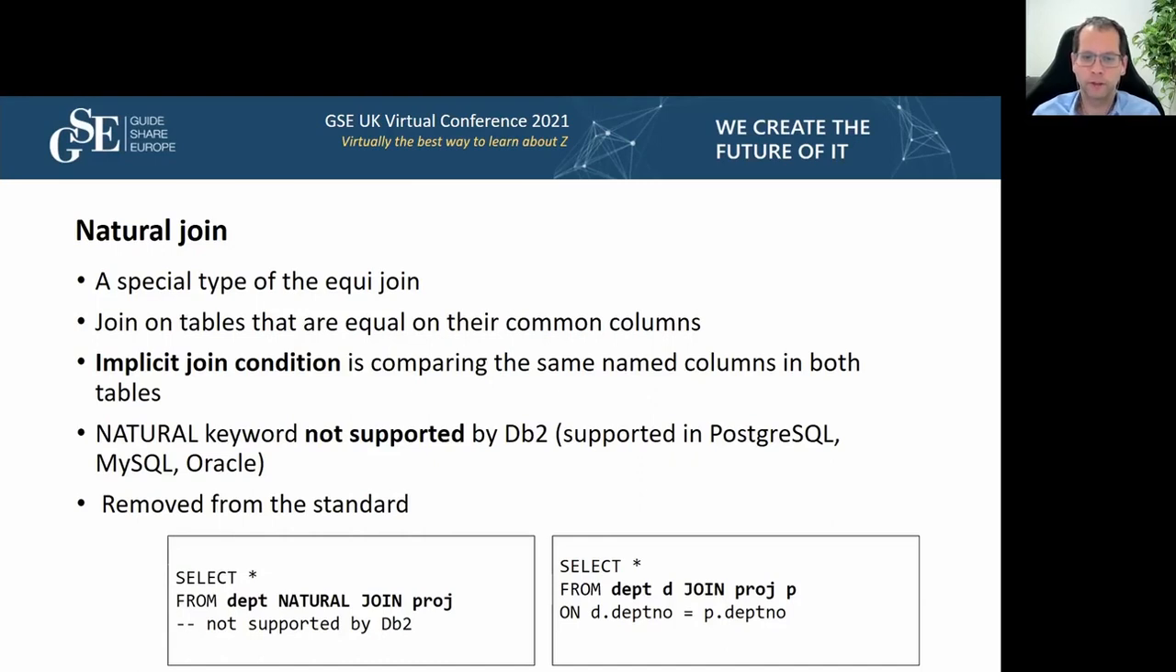These tables need to have the same named column, which will be joined. And this syntax is not supported by DB2. On the right hand, you can see how you would code it in DB2. The difference is that you would just explicitly code the join condition. As you can see, the column name is the same, but I just explicitly coded it here. For readability, I think this is definitely better than relying on natural join. But in some systems, this is still supported.